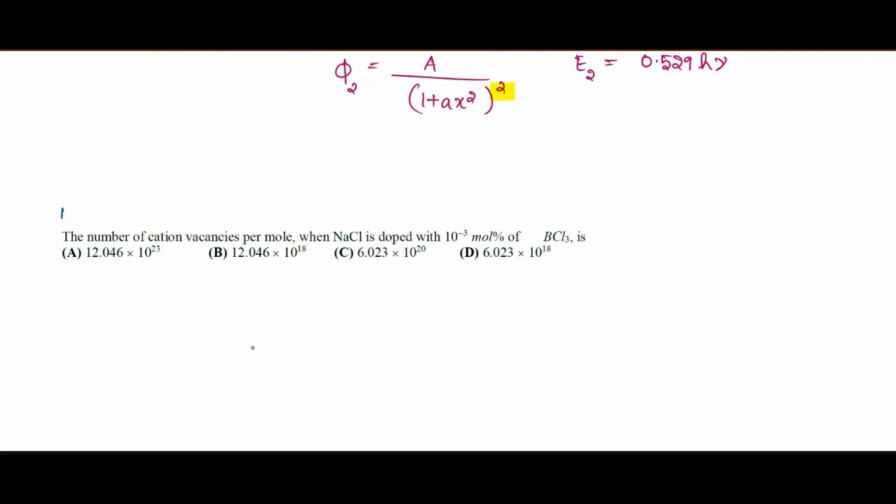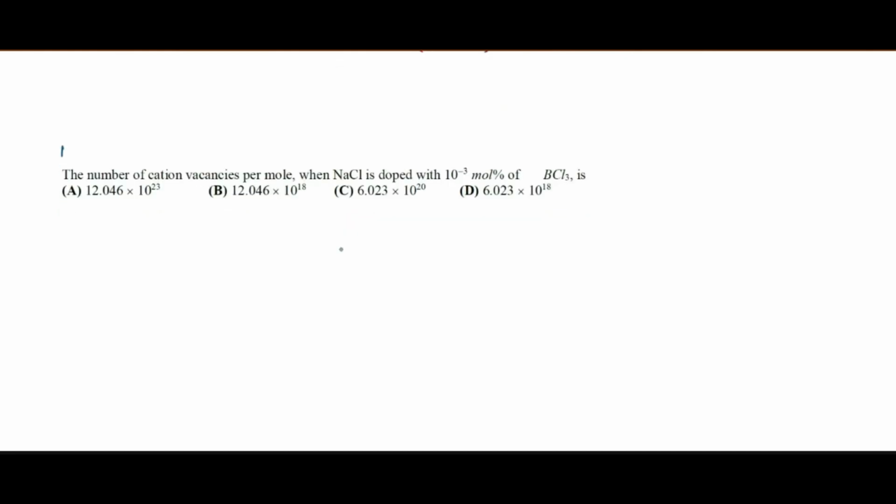The number of cation vacancies per mole when NaCl is doped with 10 to the power minus 3 percentage of BCl3 is? Okay, it's a very easy question. ഇതിൽ പറഞ്ഞിരിക്കുന്നത് എന്താണെന്ന് വെച്ചാൽ you have NaCl crystal which is Na plus, Na plus, Na plus. Okay, and cations മാത്രമേ എടുക്കുന്നുള്ളൂ because the vacancies that are created is cationic vacancies അല്ലേ? ഇതിലേക്ക് let's say you're adding boron 3 plus. boron 3 plus വരുമ്പോൾ എന്താ സംഭവിക്കും? ഈ പറഞ്ഞിരിക്കുന്ന സൈറ്റിൽ ഒരിടത്ത് boron 3 plus വരും.